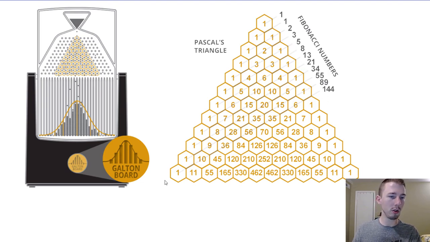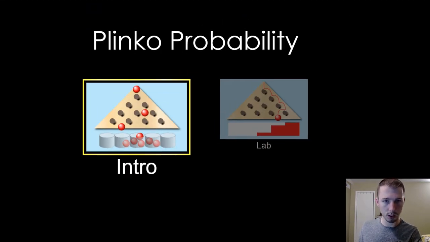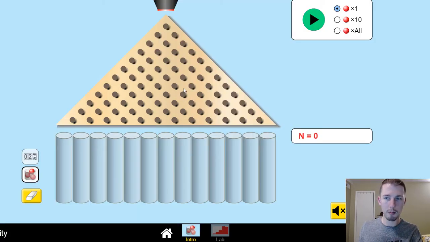So let me show you, let's do our Plinko probability lab first, as an introduction to binomial expansion, and then we'll get into the Galton board, which I have one of, and I'll show you the video for it. Let's do the lab, and you've got a link to this. I put it on the classroom here.